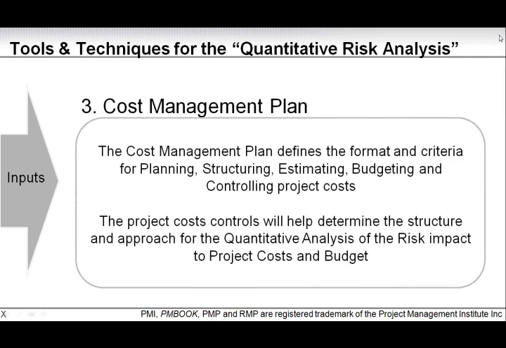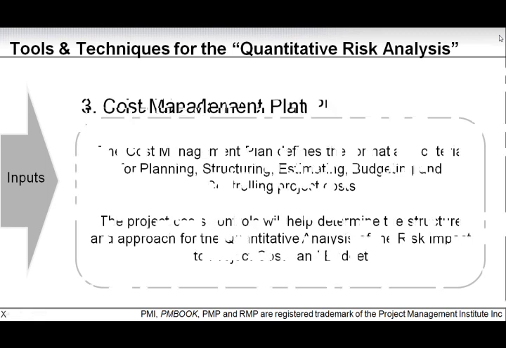Cost management plan. The cost management plan defines the format and criteria for planning, structuring, estimating, budgeting, and controlling project cost. And what the project cost controls will help with is to determine the structure and approach for the quantitative analysis of the risk impact to project cost and budget. So again, the quantitative risk analysis is to quantify the impact. To quantify the impact, you need to understand the cost of your project and how cost is managed, and that is what the cost management plan gives you.